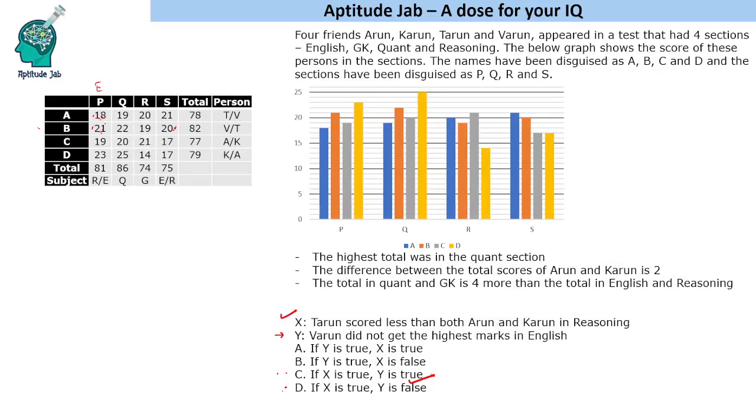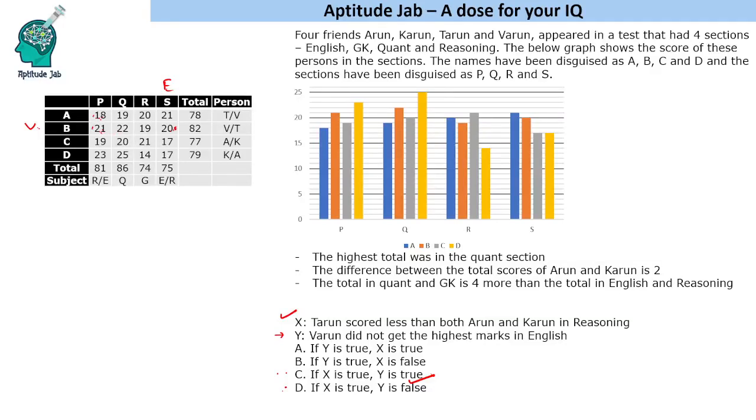If this is English, this will be Varun. Tarun scored less than both Arun and Karun in reasoning. So we were getting this only when we were taking this as reasoning, right? If I take Y as true, I can have English, right? In that case, Tarun scored less than. So if I take this as English, let us say, for example. Suppose this is English, because we do not know which is English. If you take Y as true, we do not know whether this is English or this is English. So suppose we take this section as English.